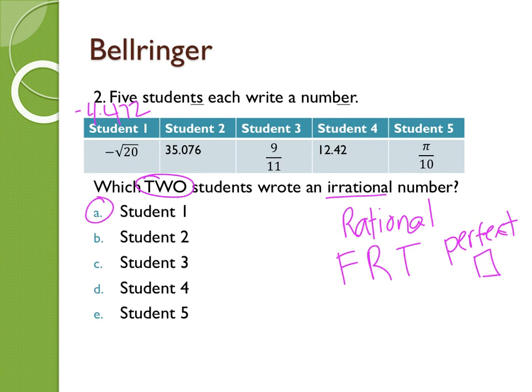Student 2, the decimal terminates here. So that's rational. Student 3 wrote a fraction. So that's rational. Student 4 wrote a decimal that terminates. So that is also rational. And student 5, even though it's a fraction, pi made it irrational. So your two answer choices are A and E.